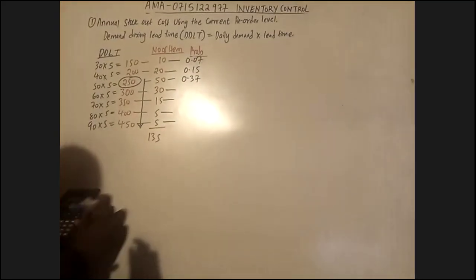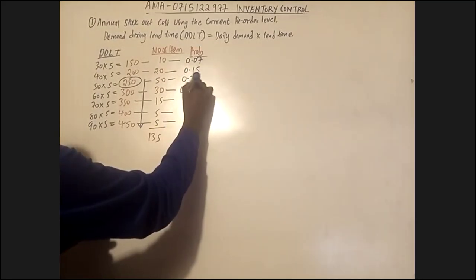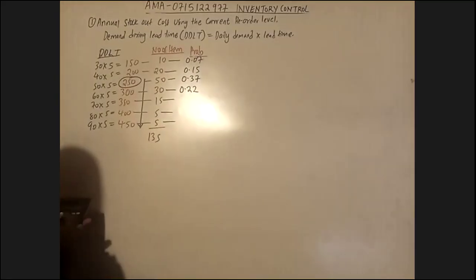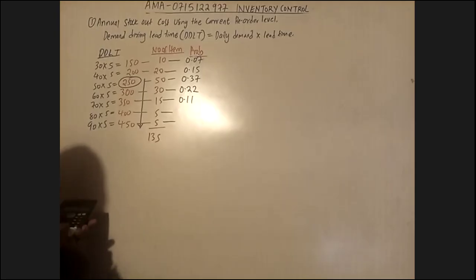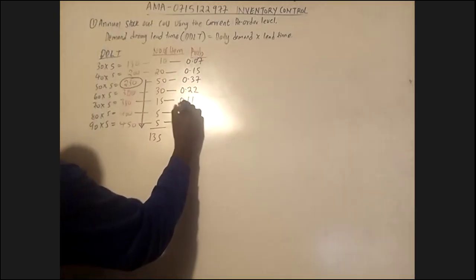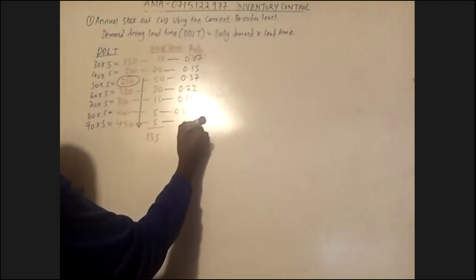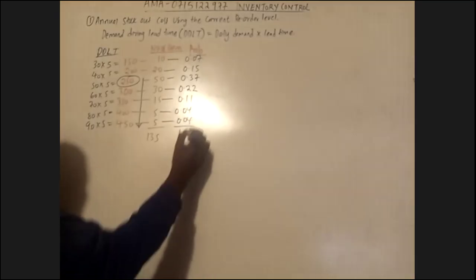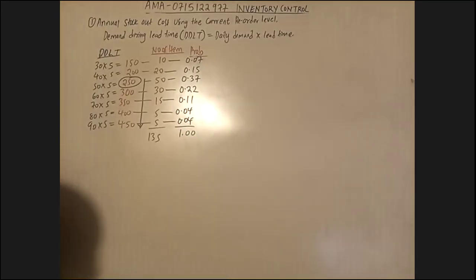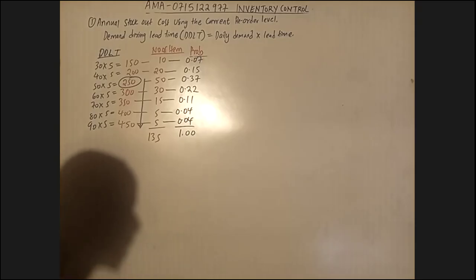Divided by 30, 0.22. Divided by 15, 0.11. 0.5, 0.04, 0.04, total 1.00. So that's number 1. Ukishapata hivyo, now nataka kuelezea kitu.